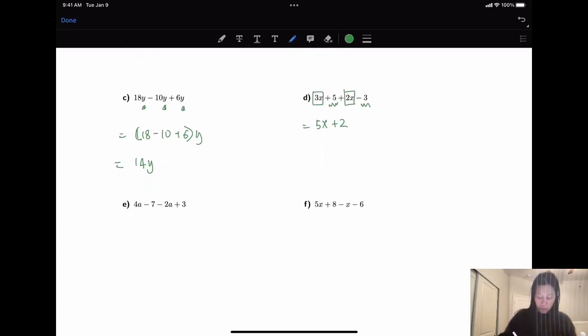Again, this one is similar. We have 4a and the negative 2a. When you combine the like terms, don't forget the sign in front of it, especially the negative sign. So 4a minus 2a gives you 2a, and negative 7 plus 3 gives me minus 4. Next one, 5x minus x, I have 4x. And then 8 minus 6, which is 2.